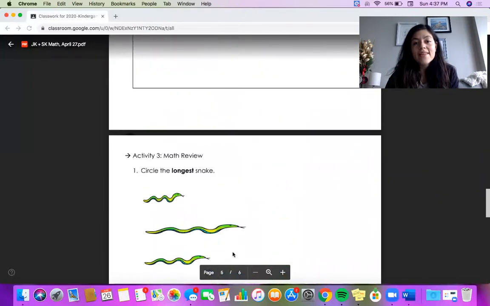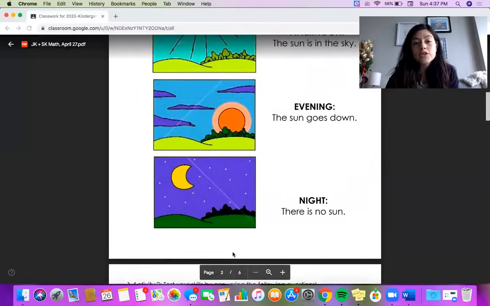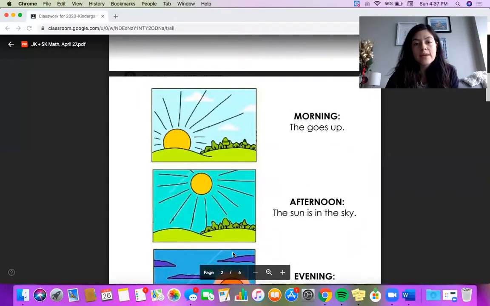Okay, kindergarten, that is your lesson for today. Remember, you can always review the pictures for the time of day on your first page here in your lesson.